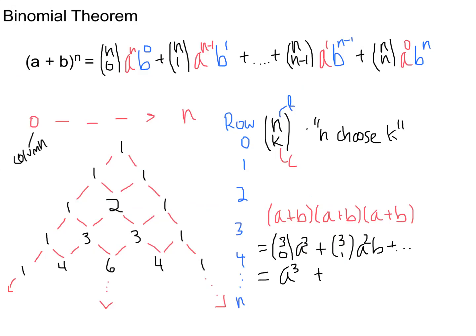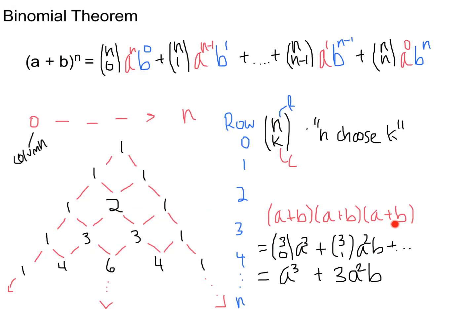Now the next one, 3 choose 1. Okay. Well, here I'm saying I only want to choose one b. Okay. So I have 3 buckets. I'm going to pick out of each bucket. I want to choose b from only one of them. So b to the first power, and I'll have a squared. How many ways can I do that? Well, I can go a times b. I could do a times b. Or I could do a times b. There are 3 ways here. 3a squared b.